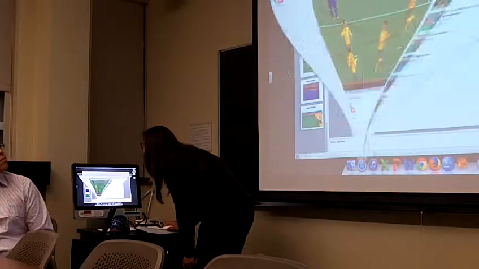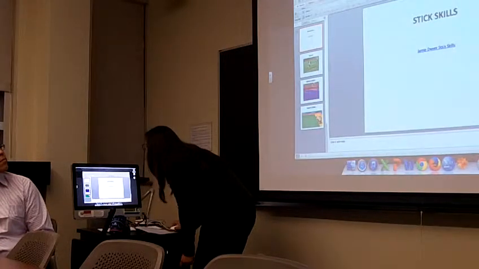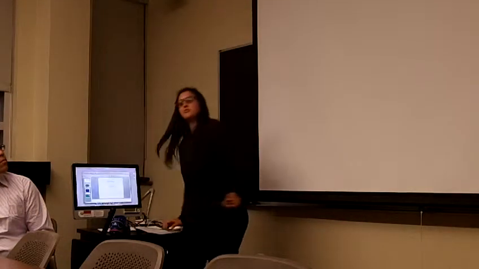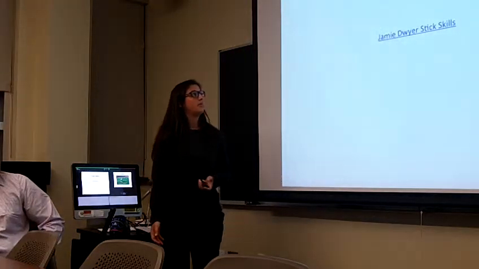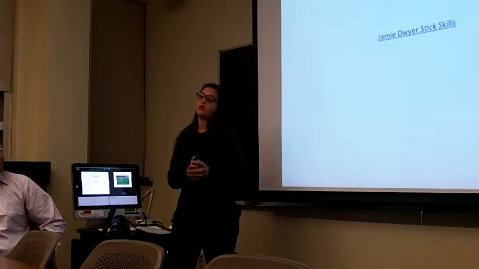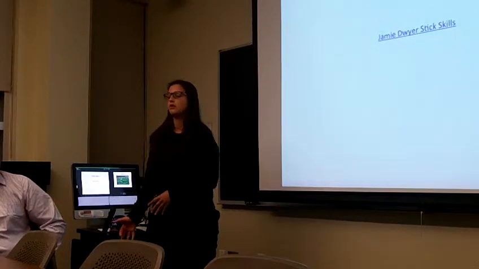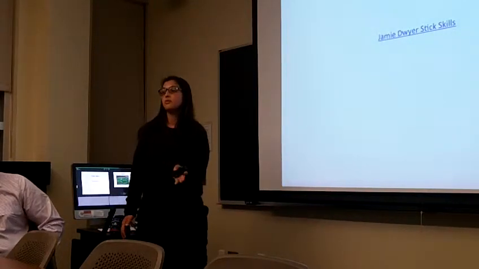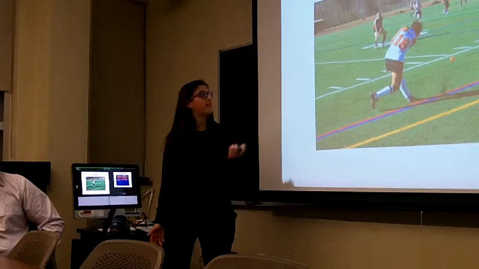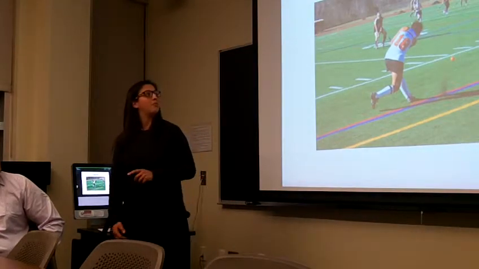So the main stick skills that you need to play field hockey are very basic. You need to be able to stop the ball, so you need to be able to receive. You need to be able to pass the ball, and you also need to be able to hit the ball when you are offensively. So these are the basic things. You also need to be able to get low, and you need to be able to dribble the ball to eliminate your defenders.